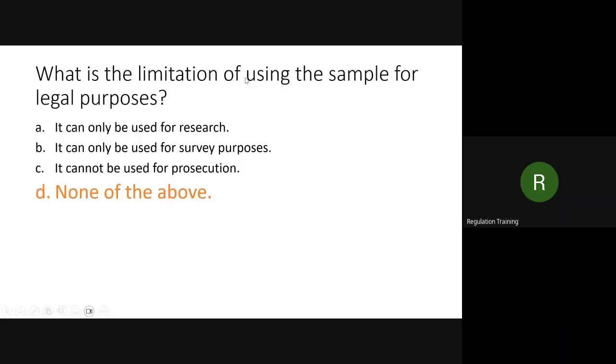They are saying, what is the limitation of using the sample for legal purpose? Now it can, you are right. One moment. Who has said? Sunidhi, you are right. The legal sample is taken for the prosecution. But here they are saying it cannot be used for prosecutions. So that's why we cannot select C. Why it cannot be used for the prosecution? It can be used for the prosecutions. Okay, that's why C option is also wrong.